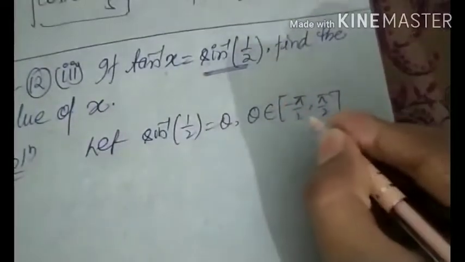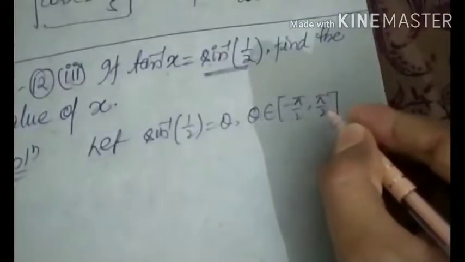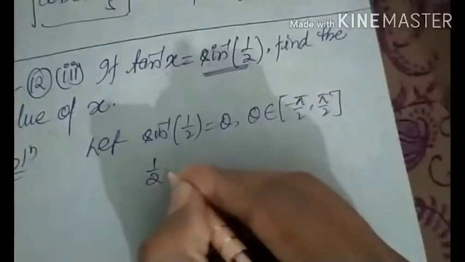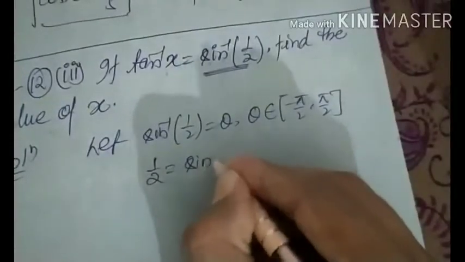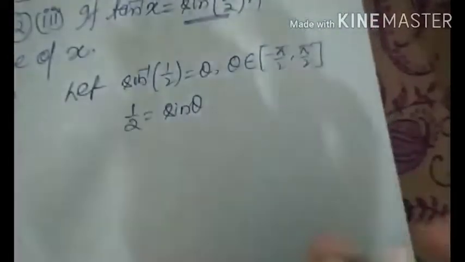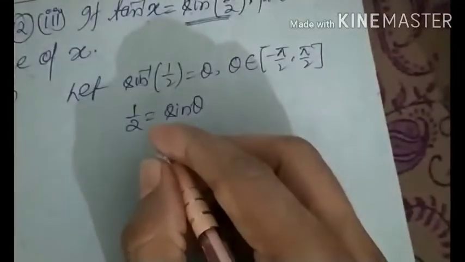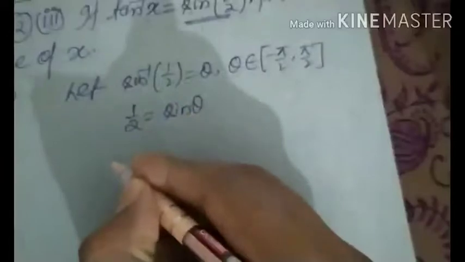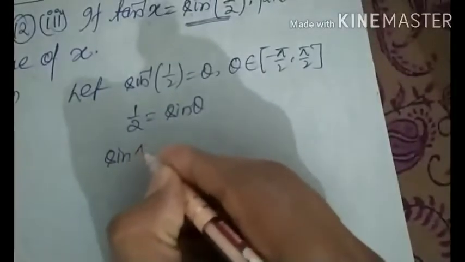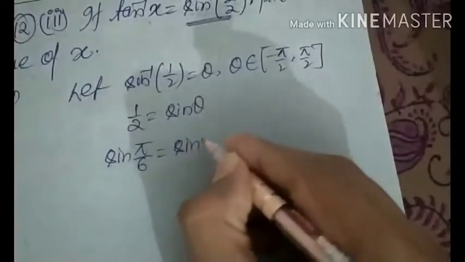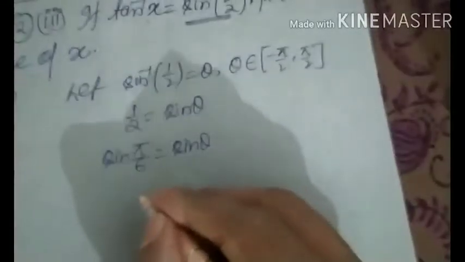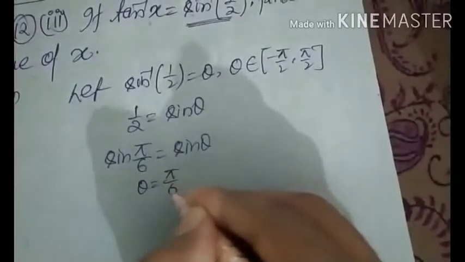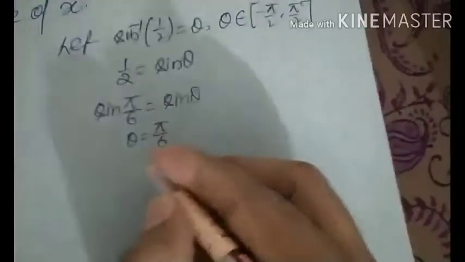Since theta is in between minus pi by 2 to pi by 2, we can write 1 by 2 is equal to sin theta. Then we know that the value of sin pi by 6 is equal to 1 by 2. So in place of 1 by 2 we can write sin pi by 6 is equal to sin theta. Comparing both sides, we get theta is equal to pi by 6.